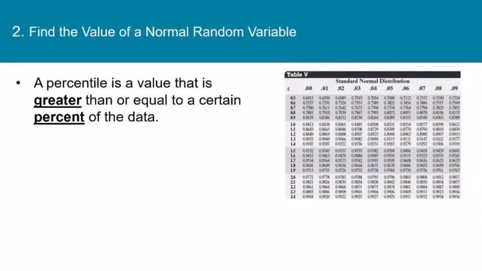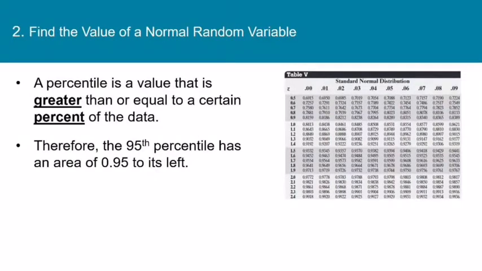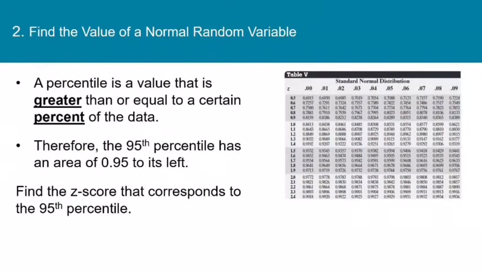Okay, now we're going to talk a little bit about percentiles. And remember from chapter 3, a percentile is a value that is greater than or equal to a certain percent of the data. So therefore, the 95th percentile has an area of 0.95 to its left. And what we want to do now for practice is find the z-score that corresponds to the 95th percentile. So again, sketch yourself a standard normal curve. The z-score that has 95% of the area to its left would have to be way over here on the right side. So let's shade to the left.